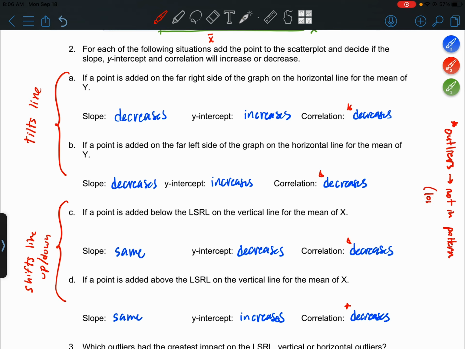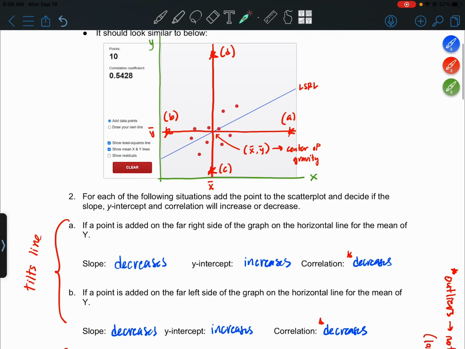And you can also see, we'll look at it in a moment, that they have large residuals. So for instance, point A has a large negative residual. Point B would have a somewhat large positive residual. C would have a large negative residual, and D would have a large positive residual.